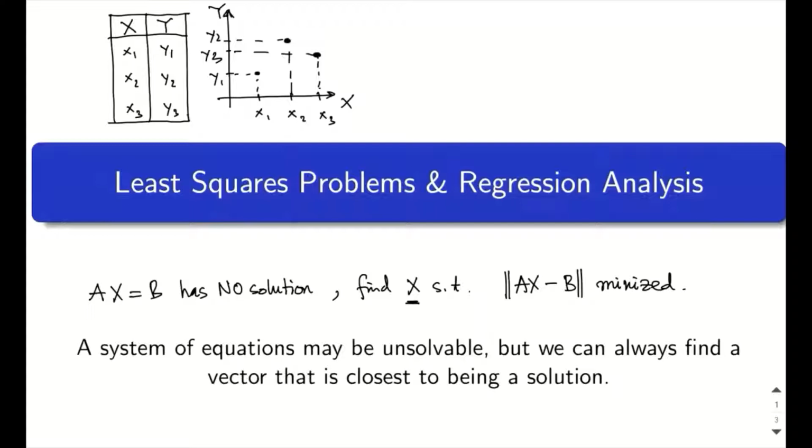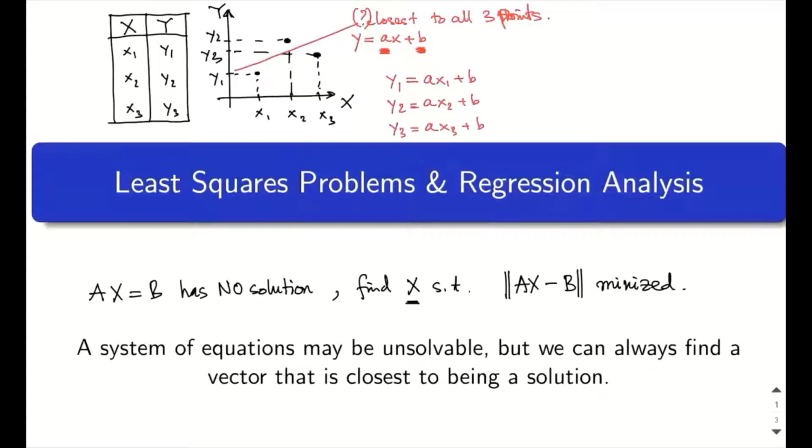However, for some reason, you still want to describe your data as a trend line, right? The line that represents the trend of the data. The question naturally appears in your mind: will you be able to find a line that is closest to all points? If you are able to find a line, then you can write it as ax plus b. So we plug in y1 and x1, y2 and x2, y3 and x3. It's almost for sure you won't be able to find a and b that satisfy the exact equalities here.